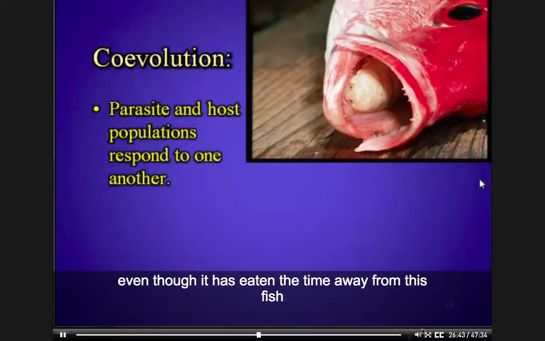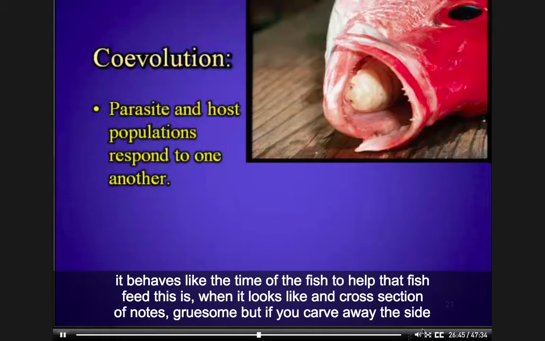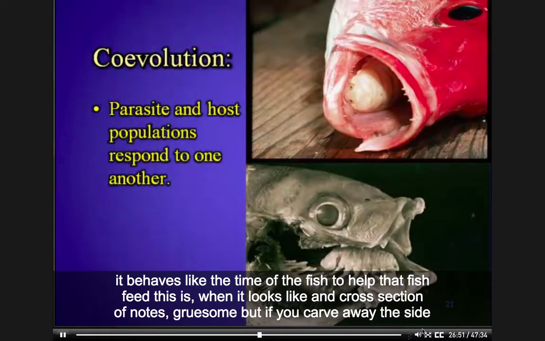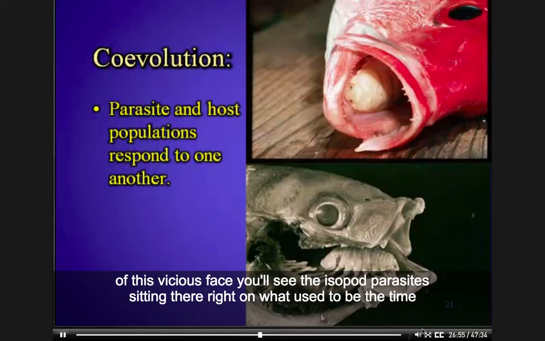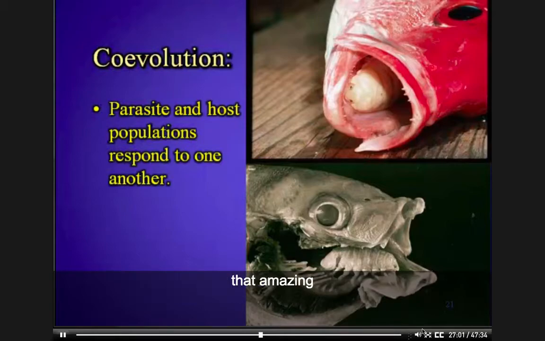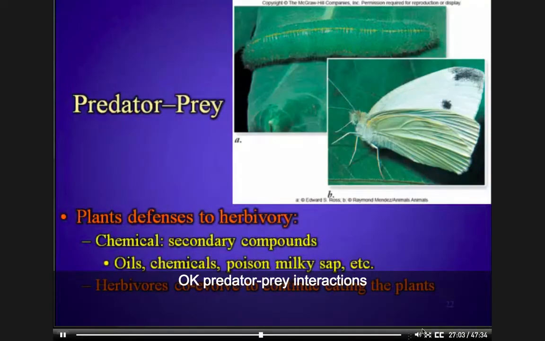Even though it has eaten the tongue away from this fish, it behaves like the tongue of the fish to help that fish feed. This is kind of what it looks like in cross section. I know it's kind of gruesome, but if you carve away the side of this fish's face, you'll see the isopod parasites sitting there right on what used to be the tongue. Isn't that amazing?